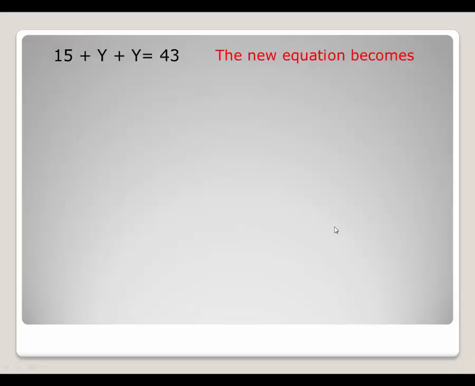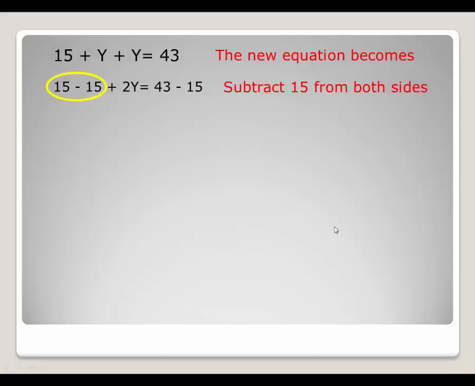The first thing we will do is subtract 15 from both sides of the equation and then add the y variables together. This will allow us to eliminate the 15, which goes to 0. So now we have a new equation, which is 2y equal 43 subtract 15. By subtracting 15 from the 43, we can rewrite the new equation to be 2y equals 28.